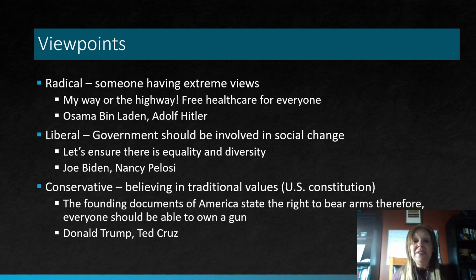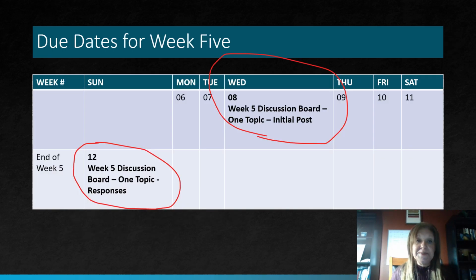Conservative is when you believe in traditional values. So here again in America, we have to stick to the U.S. Constitution that was written well over 250 years ago, but that's what's our guiding light, and we don't want to veer from that, right? So with Second Amendment in the United States, you have the right to bear arms. Therefore, everybody should own a gun, and conservatives advocate for people being able to own guns. We see this in Donald Trump and Ted Cruz.